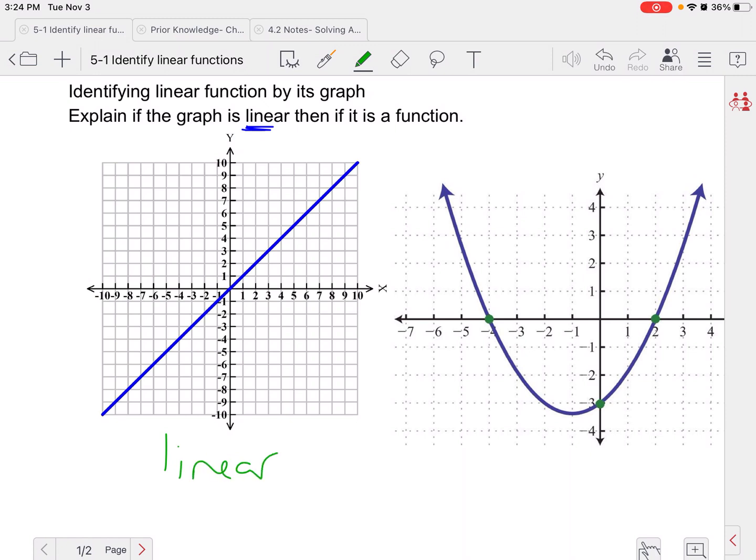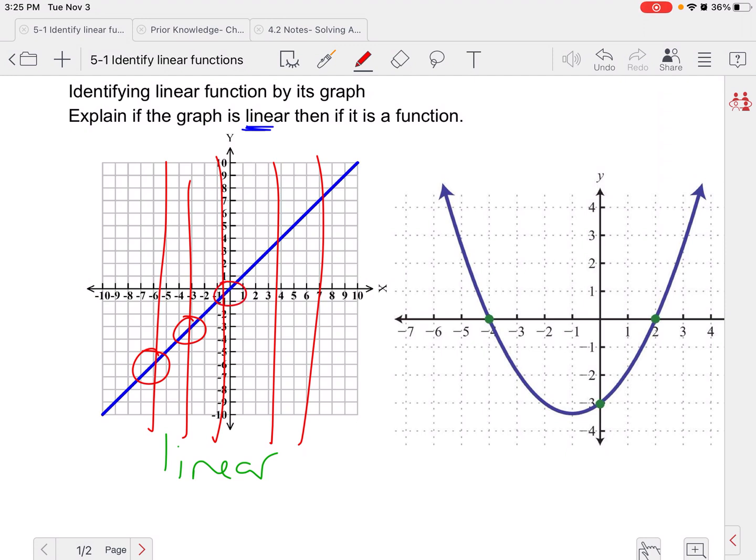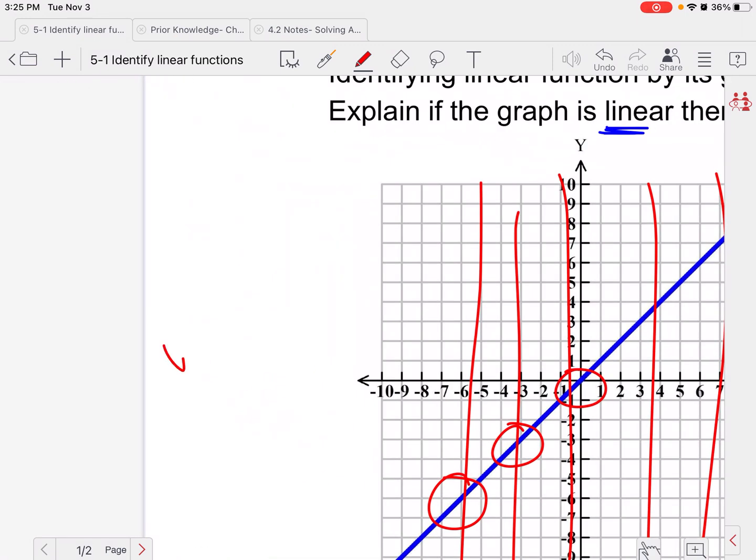We also want to decide if it's a function, and we have a test. It's called the vertical line test. There is a horizontal line test, but that's for something different. If I can draw a straight line through any part of the graph and it only hits one point, it is what we call a function. So this would be a linear function because it passes the vertical line test. You might want to write that off to the side: vertical line test.